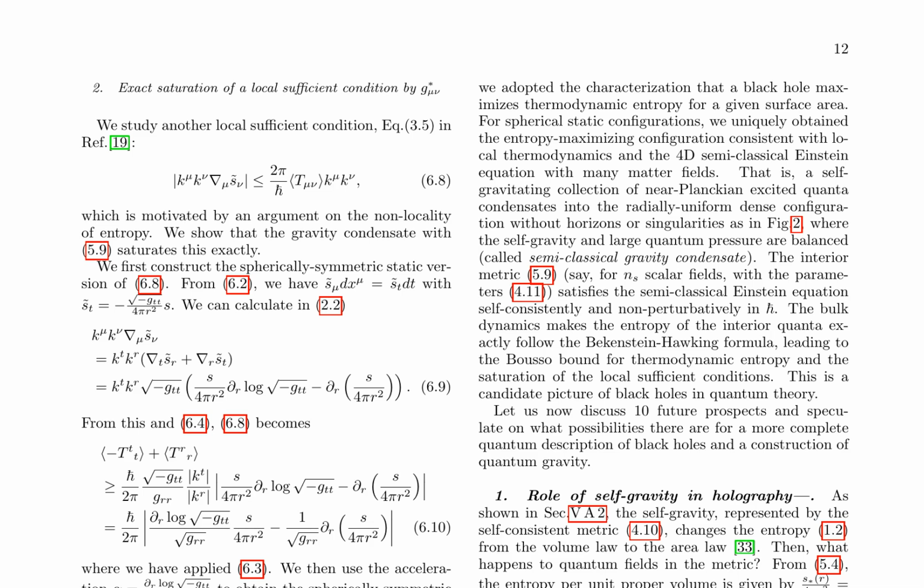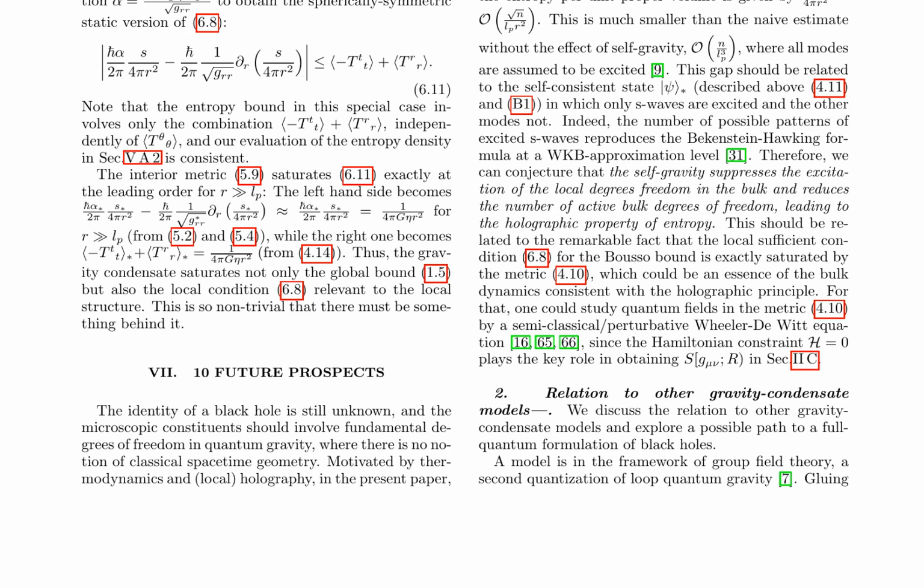of the entropy density. The authors show that the gravity condensate, with the interior metric, 5.9, saturates the local sufficient condition, 6.11, exactly at the leading order for RLP. This is a non-trivial result, suggesting an underlying mechanism.